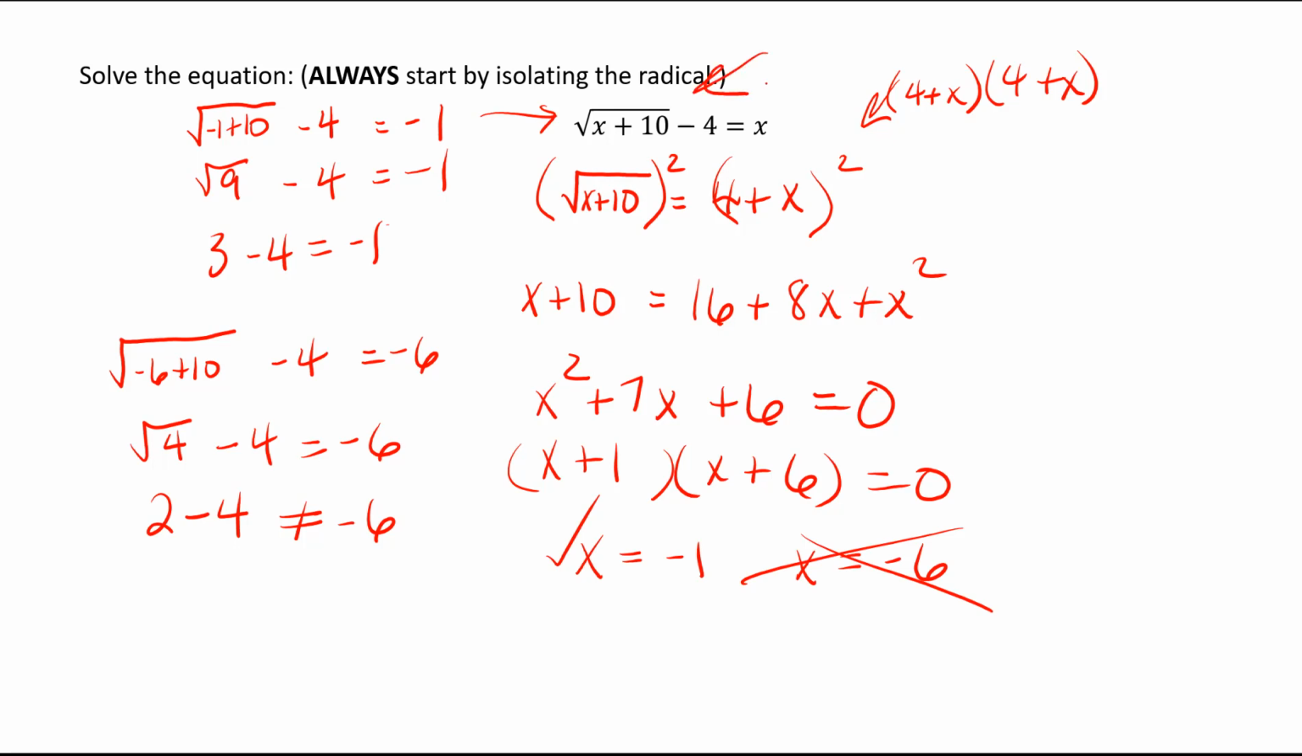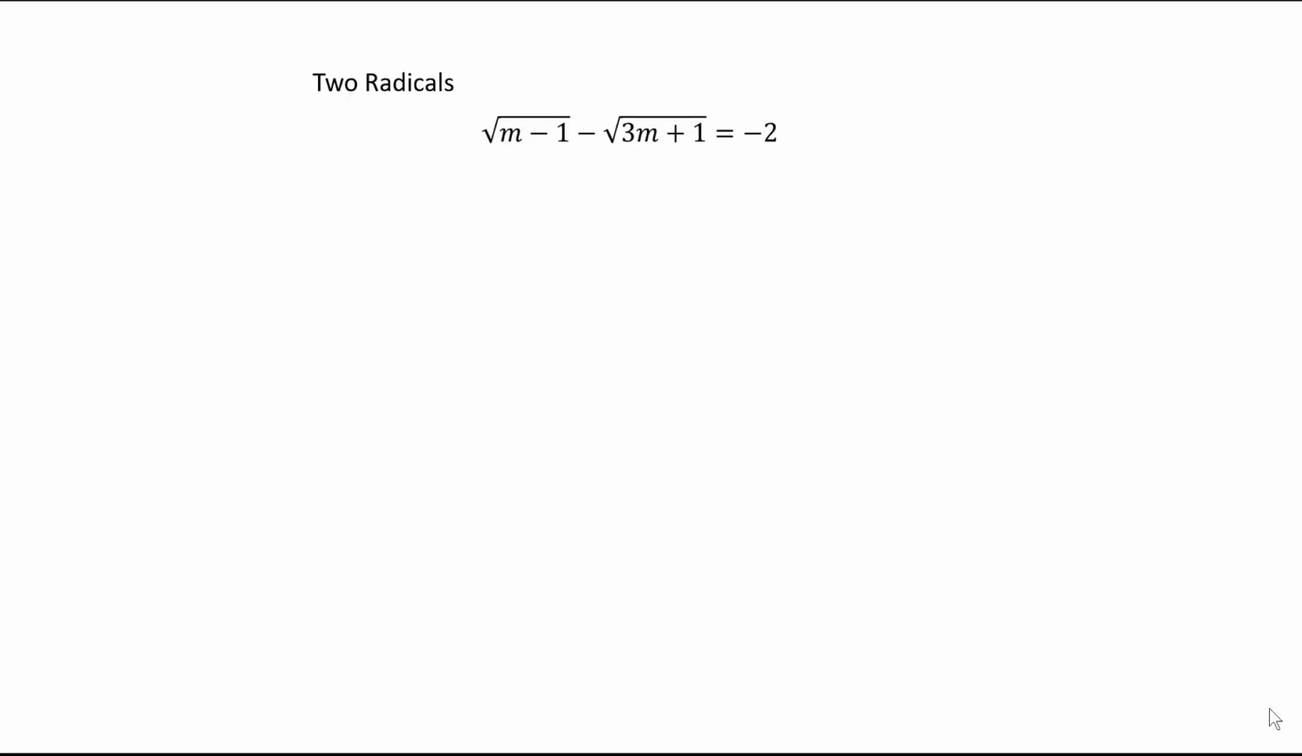Just remember, whenever you square both sides of an equation, whenever you cube both sides of an equation, you might be adding solutions that don't actually work in the original equation. This equation has 2 radicals in it, and so what we're going to have to do now is isolate one radical at a time and square both sides.